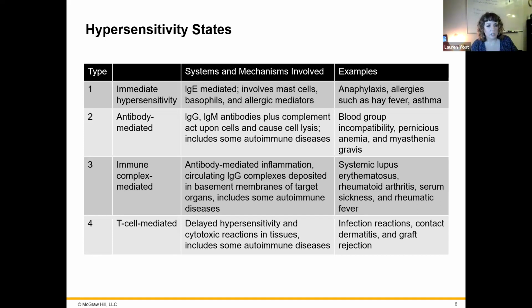So this is just a breakdown of all of those hypersensitivities and the types, getting down as far as the systems and the mechanisms that are involved in causing those. And we're going to get into these now.